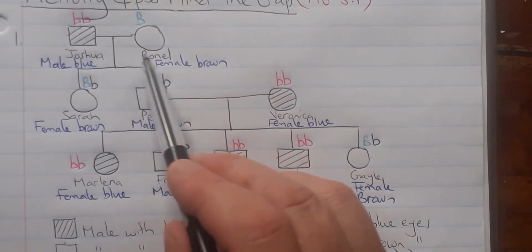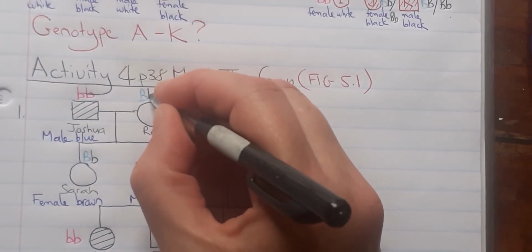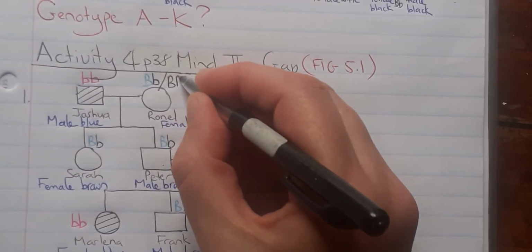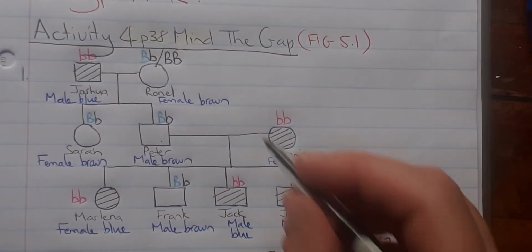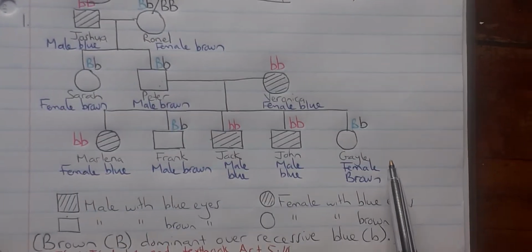However, this is the one that will either be heterozygous or homozygous dominant. We don't know, but all the rest we know.